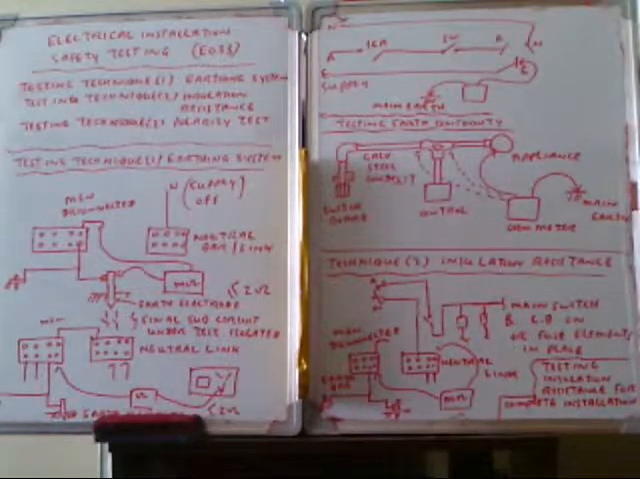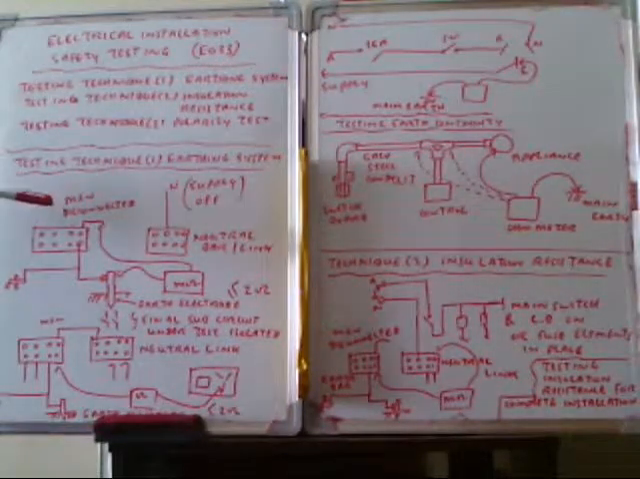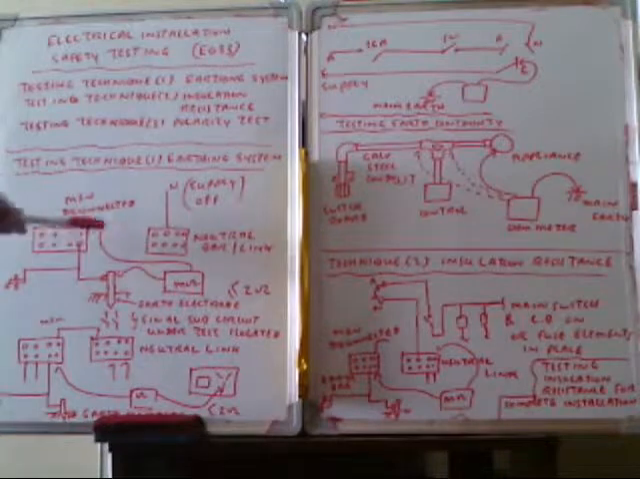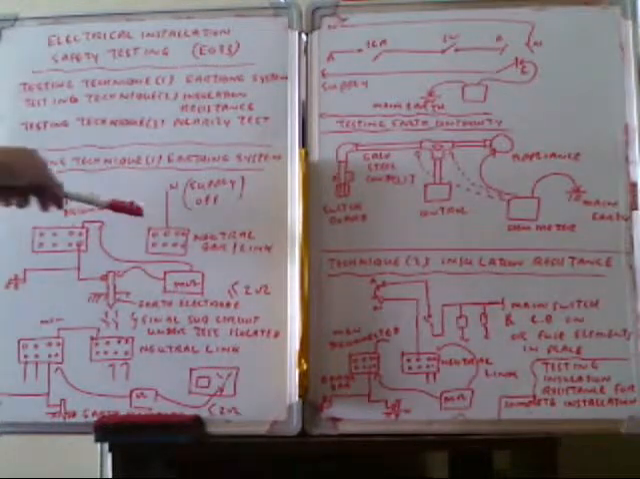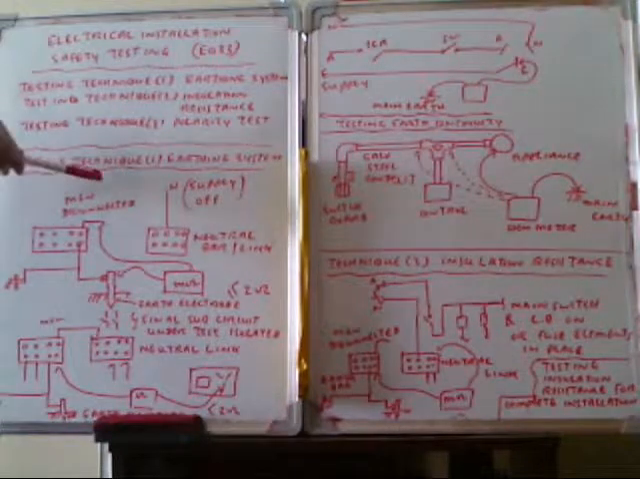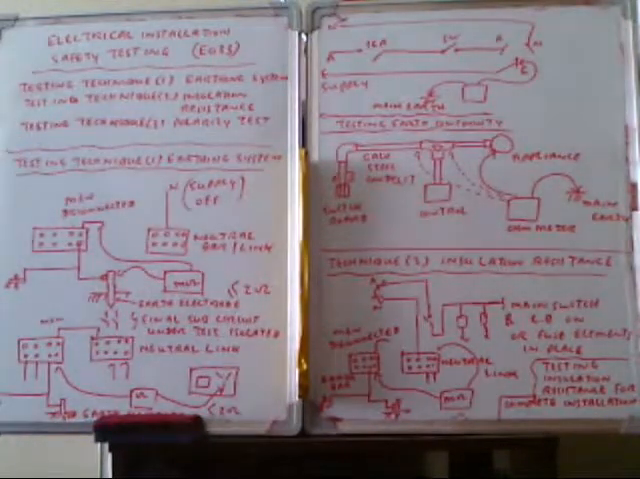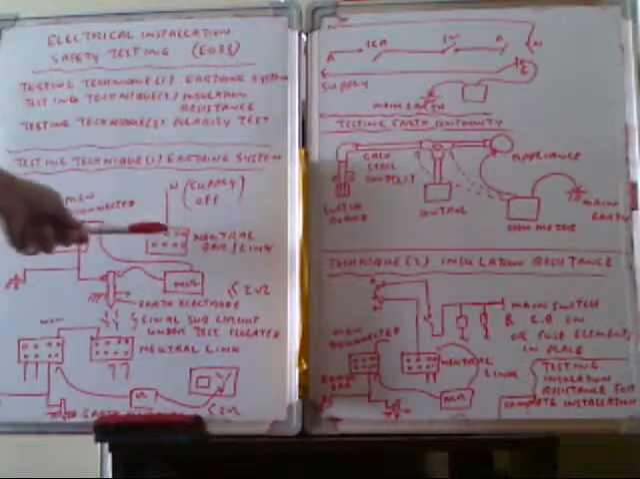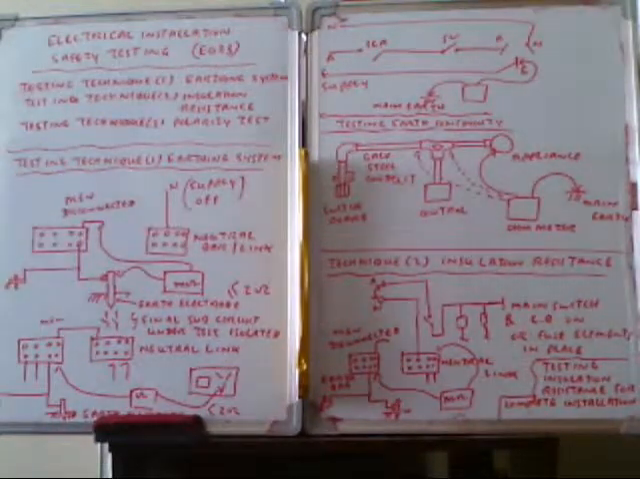Okay, topic one, we use testing technique one, the earthing system. So how do we test the earthing system? Firstly, this is the neutral link, this is the earth link. We have to remove the connection between the neutral link and the earth link. This is the NBN main earth neutral. This link has to be removed. We have to switch off the supply, then take out all the wires connected to the neutral wire. So we have to test.